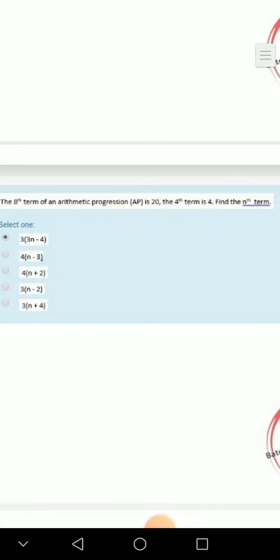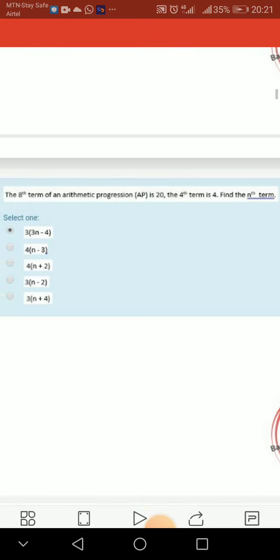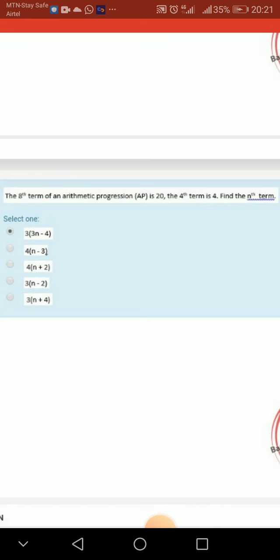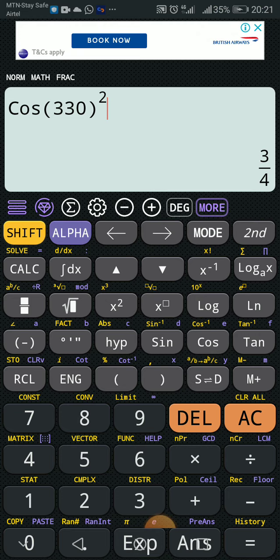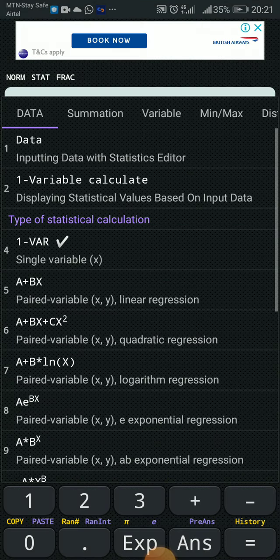Now, I like this one. It says the 8th term of an arithmetic progression, AP, is 20. The 4th term is 4. Find the nth term. Now, if you want to know the nth term of an arithmetic progression, put your calculator in statistics mode. This is statistics mode, okay?